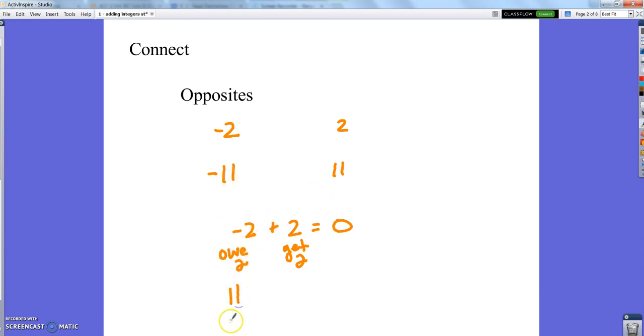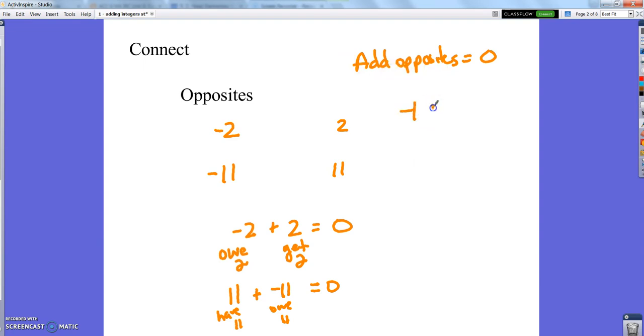And same with 11. If you had $11 and you add to that a debt of $11 that you owe somebody, you basically have no dollars. As a concept, if you have the same amount of money that you owe somebody, you'd have to give the $11 that you had to the person you owed, and you wouldn't have any. So anytime you add two opposites, you get 0.